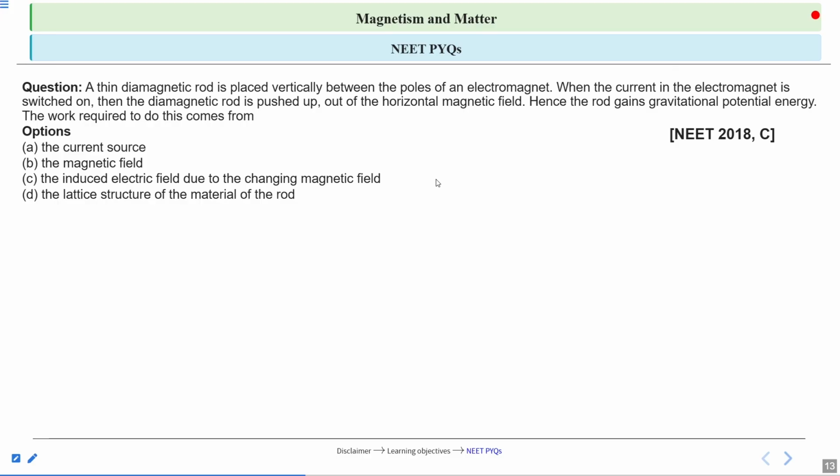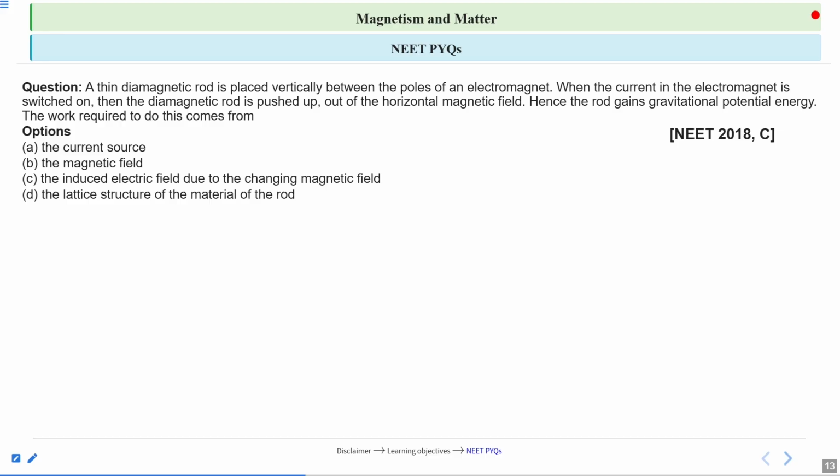So next question. A thin diamagnetic rod is placed vertically between the poles of an electromagnet. When the current in the electromagnet is switched on, the diamagnetic rod is pushed up out of the horizontal magnetic field. A solenoid connected to an external source behaves like an electromagnet. It has a north pole and a south pole, so you can assume it like that.